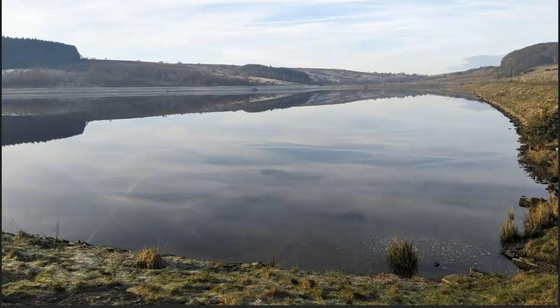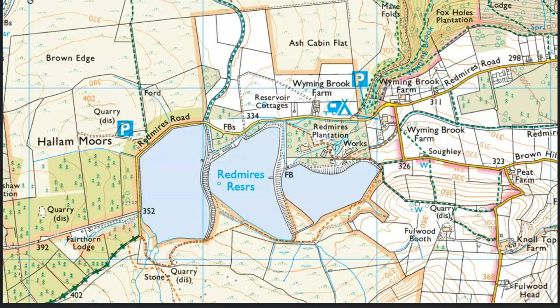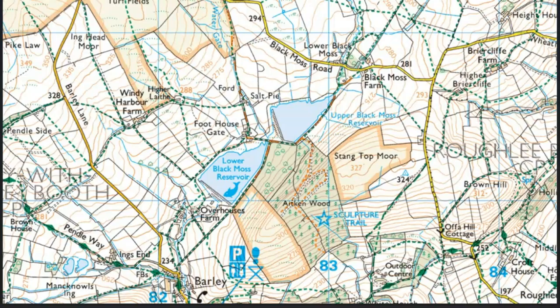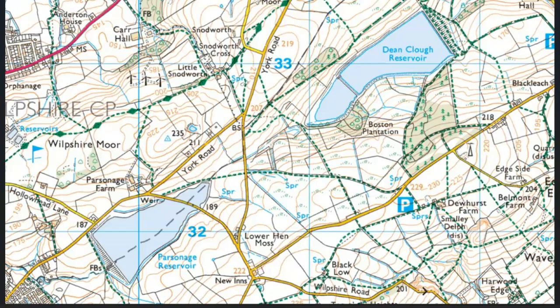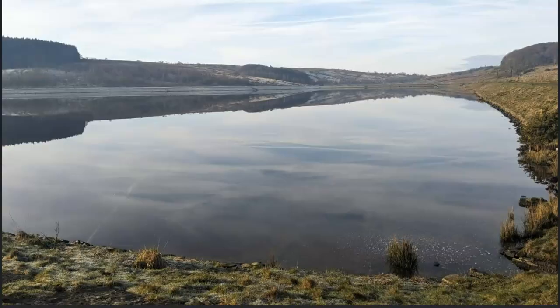So, first map, we have got 3 reservoirs, Red Myers reservoirs. Then we've got Lower Black Moss and Upper Black Moss Reservoir. And here we've got 2 reservoirs. To the southwest we've got Parsonage Reservoir, and then to the northeast of that Dean Clough Reservoir. There's actually 2 small reservoirs there. Okay, so that photograph relates to one of those.